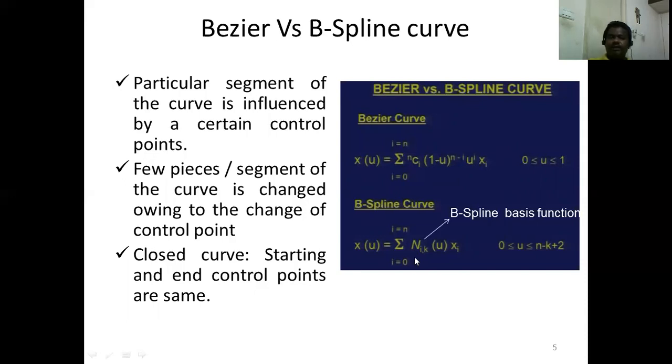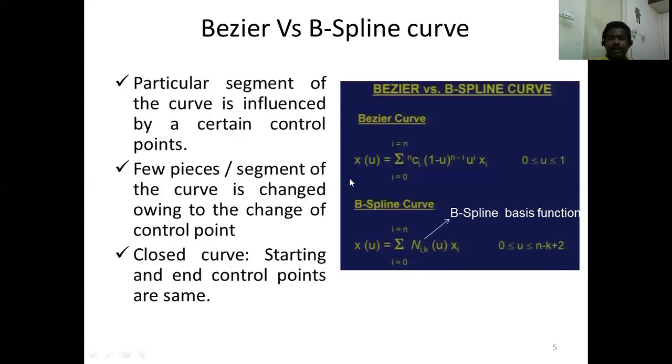If you look at the B-spline curve, the difference is N suffix I,K, which is the B-spline basis function. Okay, and Xi is the position of the control points, where I is equal to 1 to n. We can have n number of control points, maybe 10, 15, 20, something like that. That is a user defined value. And how many control points can influence the shape of the curve is determined by the user. That value is known as k. If k is equal to 3, it means only 3 control points are influencing the shape of the curve.